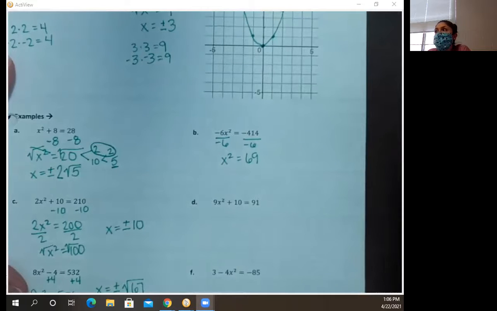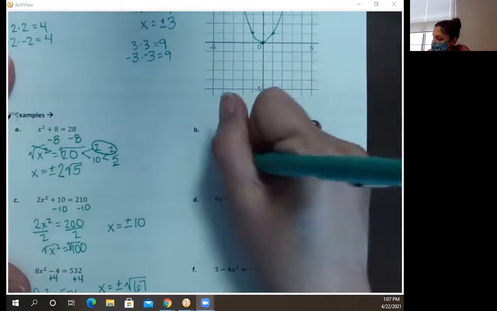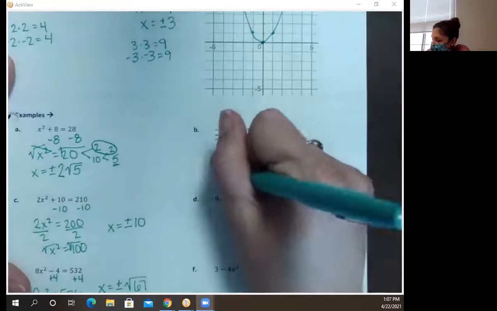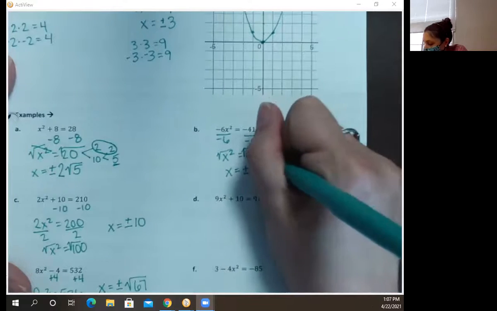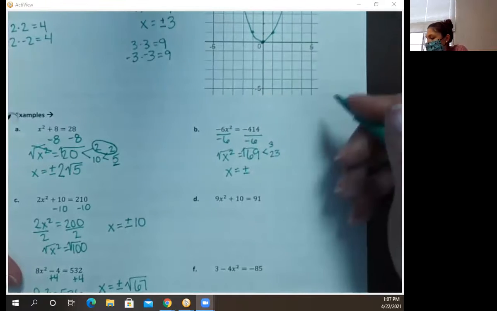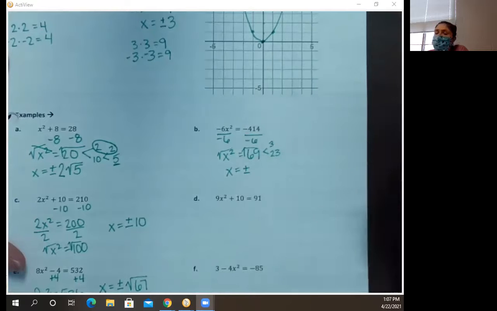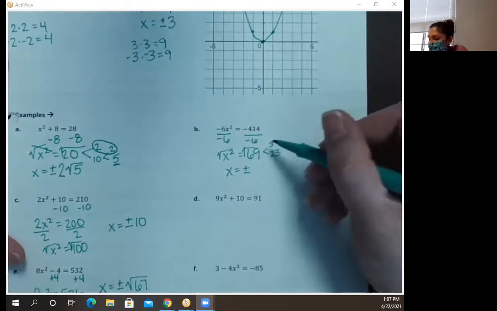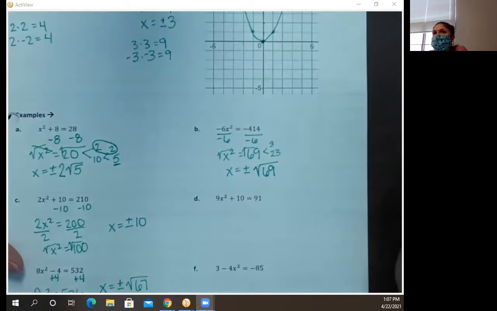Then what do I want to do next? Take the square root. So I get x equals plus or minus. This one we actually can factor. I could factor this as 3 times 23. And then 3 is prime and 23 is prime. So I can't factor either of these anymore. I don't have any matches here. I don't have any pairs. So I can't pull anything out. I'm just going to leave this one also as the square root of 69.